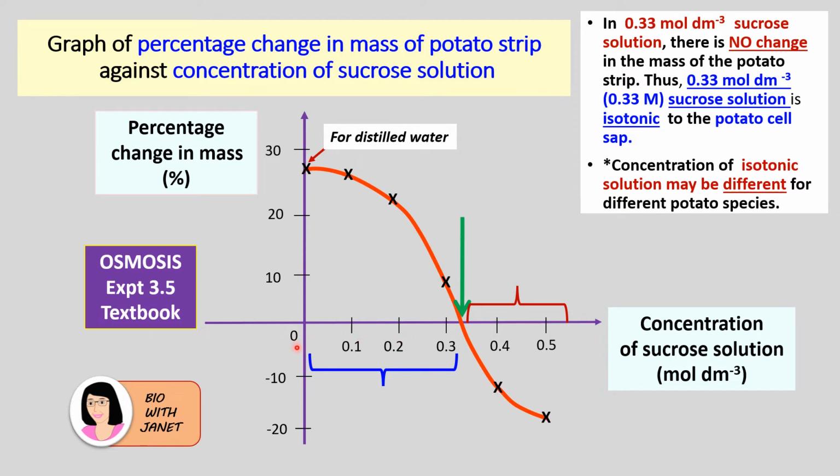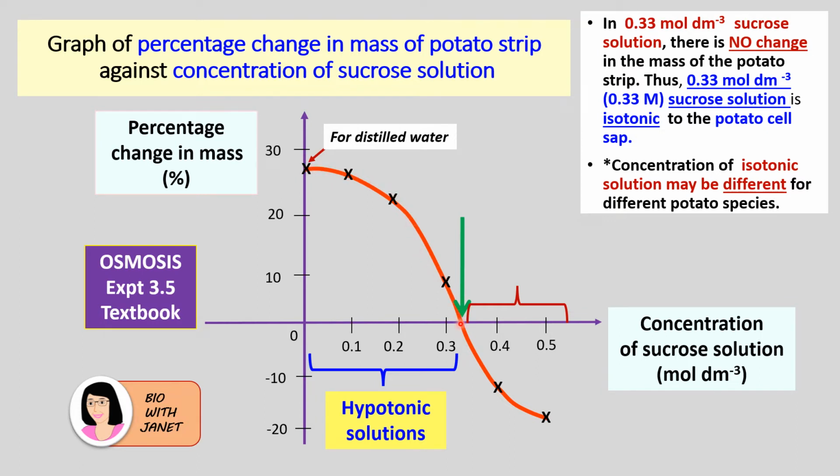So how to explain the graph? From 0 until 0.32 M or a little bit more than that, the solutions are hypotonic solutions. Why do we say that? Because there is a positive change in mass, meaning to say that water diffuses into the potato cells by osmosis from the hypotonic solutions, down the concentration gradient, and this caused the potato strip to gain mass. That's why there is a positive change, or there is an increase in mass here.